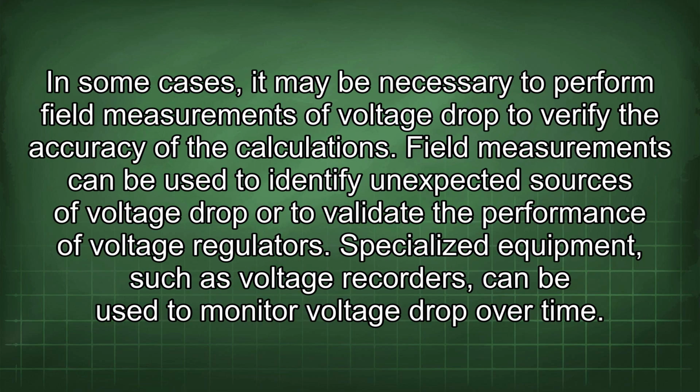In some cases, it may be necessary to perform field measurements of voltage drop to verify the accuracy of the calculations. Field measurements can be used to identify unexpected sources of voltage drop or to validate the performance of voltage regulators. Specialized equipment, such as voltage recorders, can be used to monitor voltage drop over time.